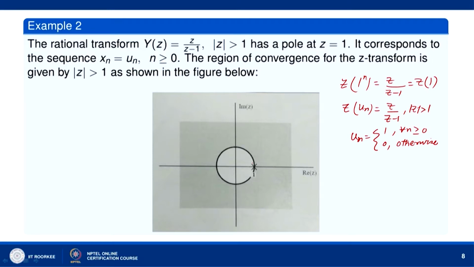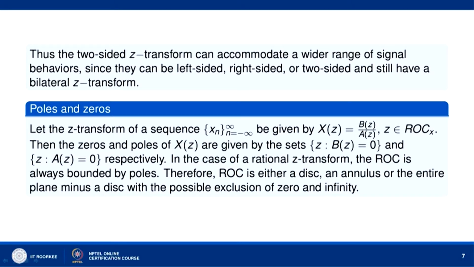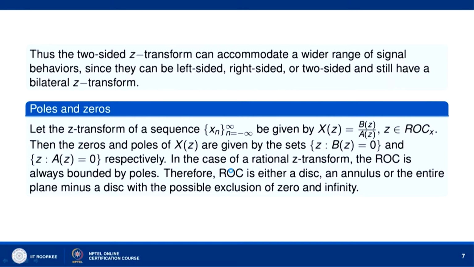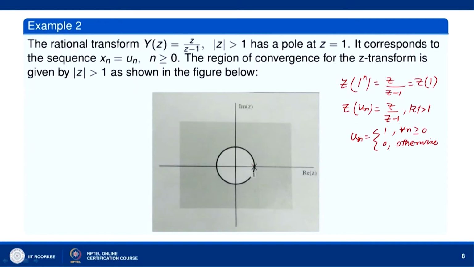Okay. So, what we have said here was the region of convergence is either a disk or an annulus or the entire plane minus a disk. So, here the region of convergence is the entire plane minus this disk mod of Z less than or equal to 1, and we have also seen that the region of convergence is bounded by poles. You can see the pole is occurring here on the boundary of the region of convergence.